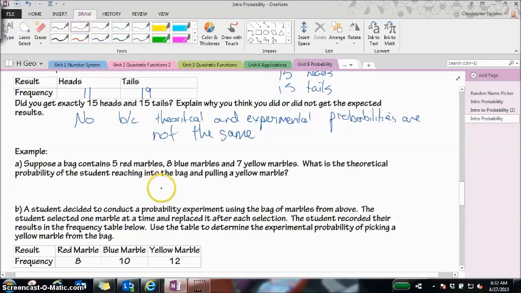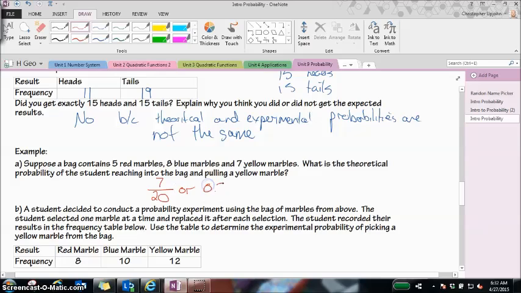Suppose the bag contains 5 red marbles, 8 blue marbles, and 7 yellow marbles. What is the theoretical probability of the student reaching into the bag and pulling a yellow? Well, how many different yellow marbles are there? There's 7 out of the total marbles that we could pull. 5 plus 8 is 13, plus 7 is 20. We can't simplify that, so we can leave it like that.